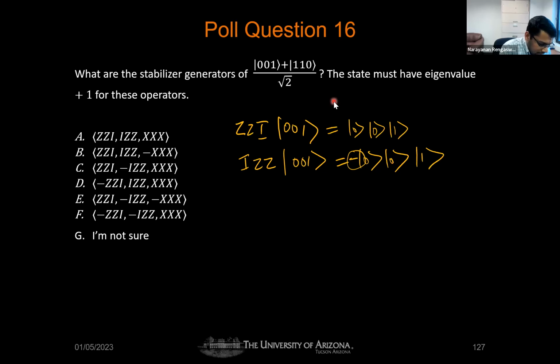But you also want to check XXX. So what happens when you do XXX on 0, 0, 1? You get 1, 1, 0. Right? You just flip all the bits. And so 0, 0, 1 becomes 1, 1, 0, and 1, 1, 0 becomes 0, 0, 1. So XXX seems fine. So only the IZZ needs a -1, and so C is the right option.